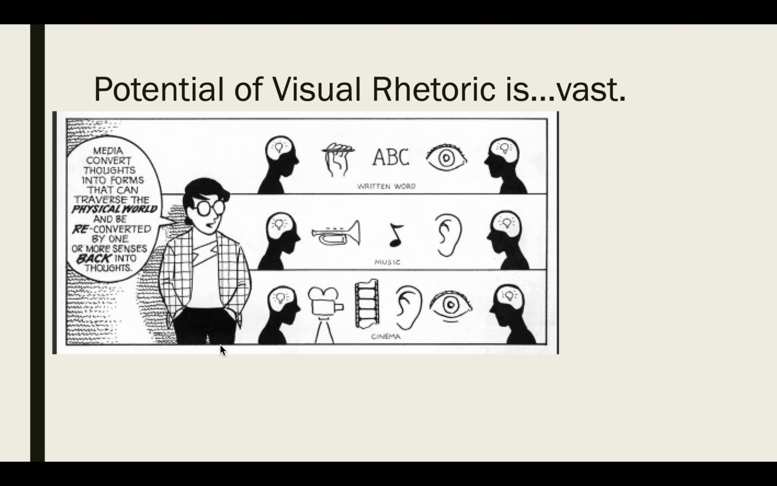Now, the potential of visual rhetoric is vast, and McCloud does a nice job of helping to illustrate that. So you'll see here on the screen, he's visualized the ways we communicate. For example, here is the written word, here is music, here is cinema. They all start with an idea, and they all end with an idea in another person, between two people.